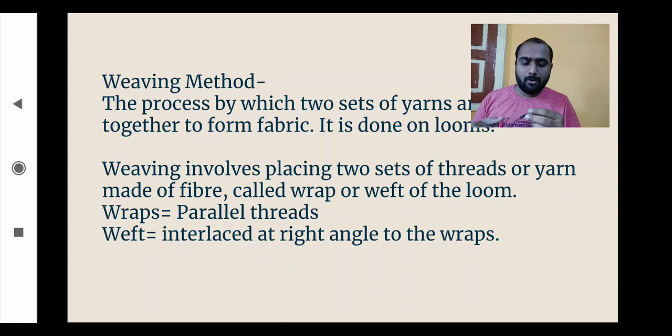Okay, have you understood this one? The weaving method means what? If you see the differentiation, the clothes made by the weaving method are thin clothes. Thin clothes means like our shirts, pants, sarees. These are the best examples of the weaving method. Why? Because if you see clearly.